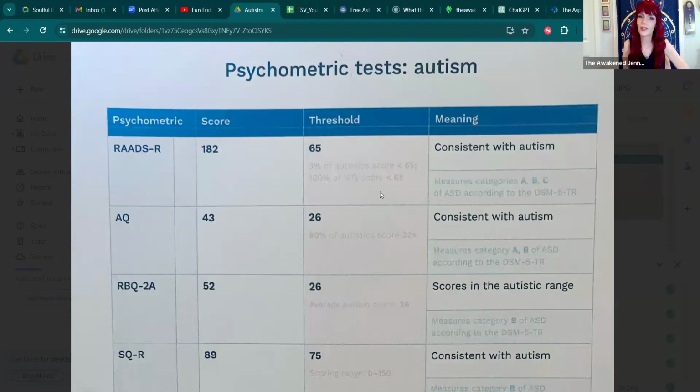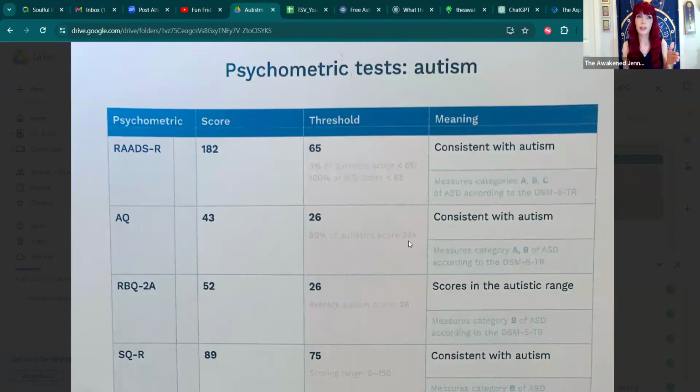Why am I tripping over these words? Late diagnosis. All right, so the AQ, this is the Autism Quotient. This is pretty typical for a test that they would give anywhere for autism. I got a score of 43. The threshold is 26. But it says right here, 80% of autistic people score 32 or above.